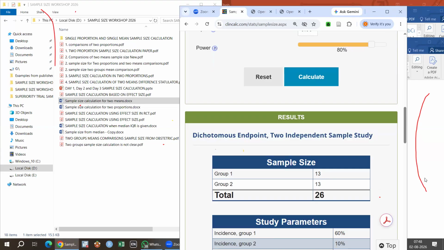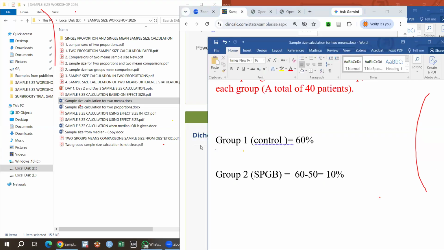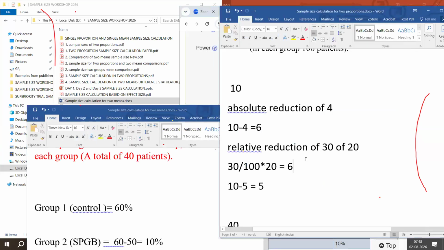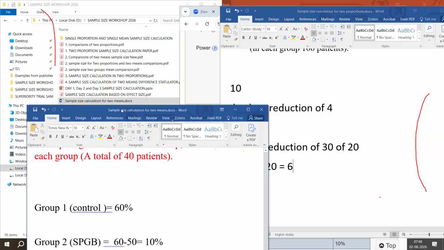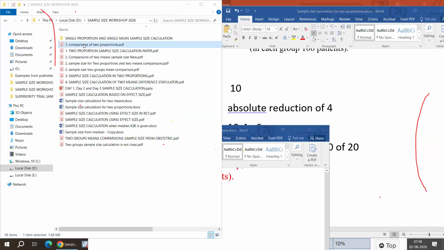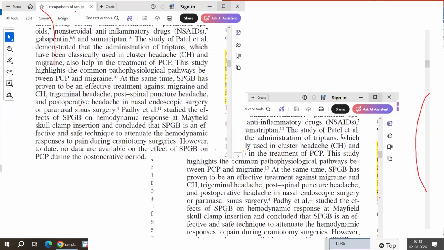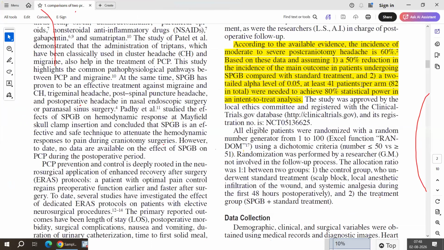But what they have mentioned, what will be the value of this? Yes, here they have mentioned 41 patients per arm. And we are getting only a minimum of 13 patients in each arm. It means this is not an absolute reduction. They have taken it as a relative reduction. So 50% of 60%, what will be the answer?